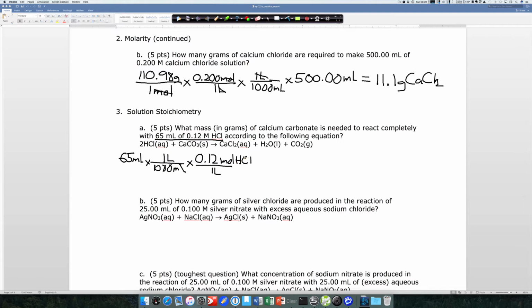It is totally not necessary to calculate the formula mass. In fact, it won't work for you. It won't work at all. So this is how we get moles out of concentration. Now stoichiometry is just like it always is. We go to the balanced chemical equation. We see that for every 2 moles of HCl, we're going to need 1 mole of calcium carbonate.